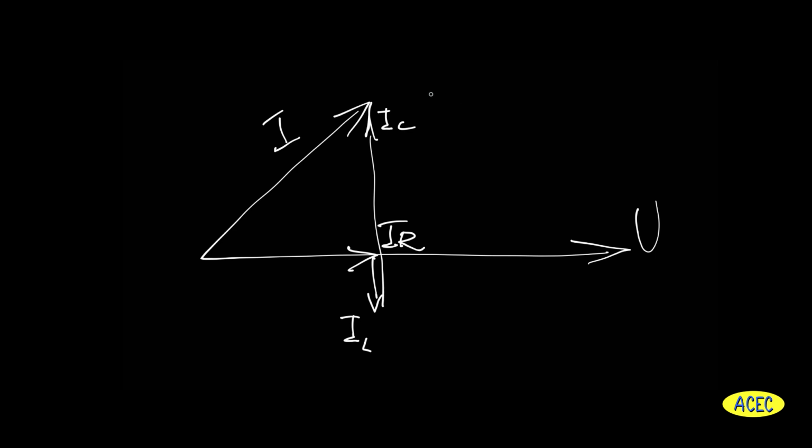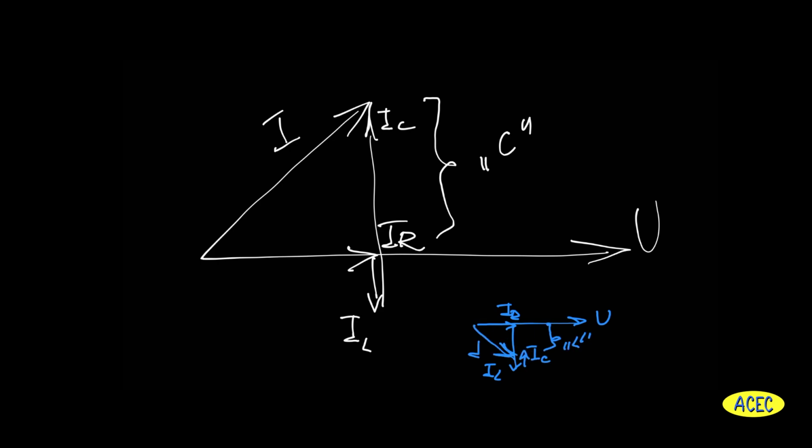In the considered example, the value of capacitive current is higher than inductive current. It means the circuit has a capacitive character. It could be a situation when inductive current has a higher value than capacitive current. So it tells us about the inductive character of the circuit. What will be in the case when capacitive current has the same value as inductive current?